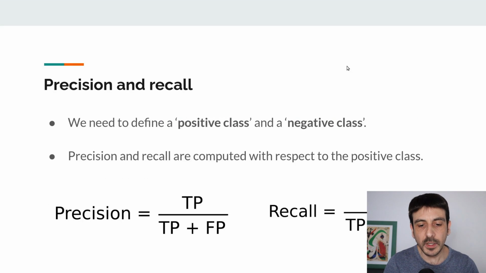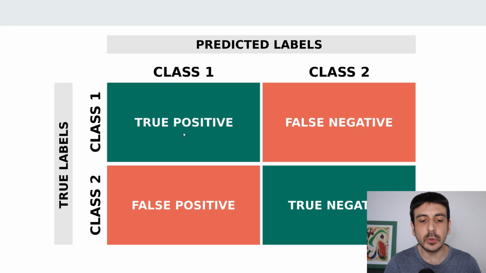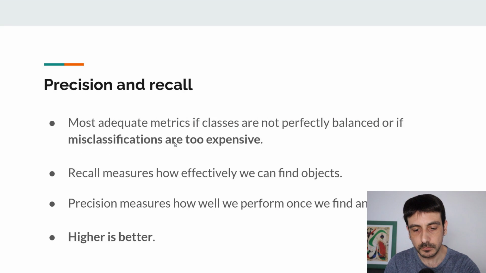Going back here, once we have defined these two classes, the positive and the negative, we can compute the precision as the number of true positives divided by the number of true positives plus the number of false positives. We will need to take this number, the true positives, and divide it by the sum of the true positives plus the false positives, right? We will take this number and divide it by the sum of these two.